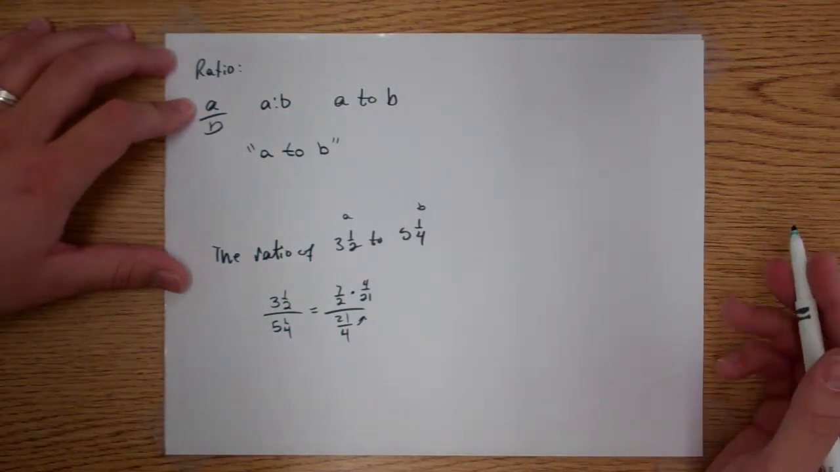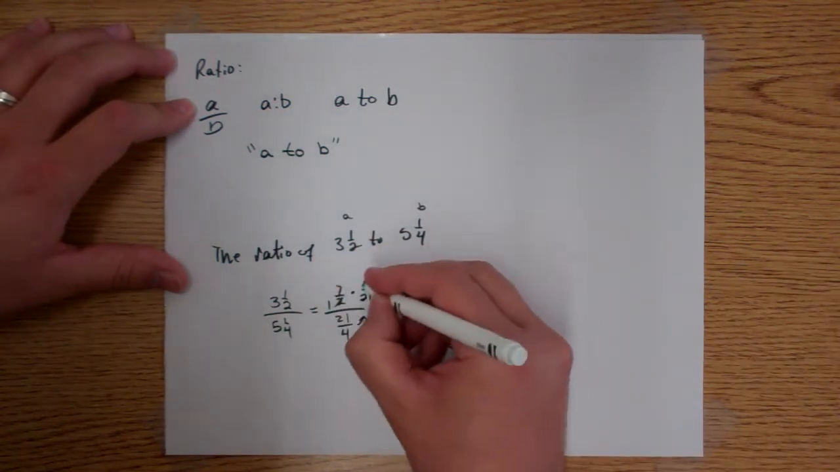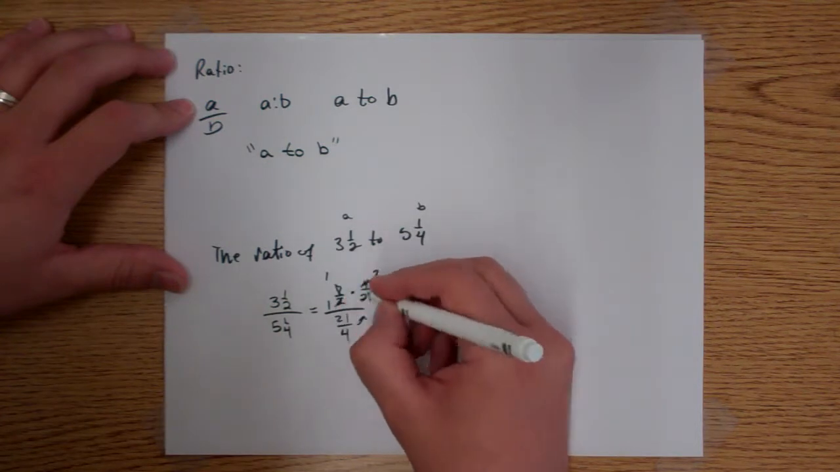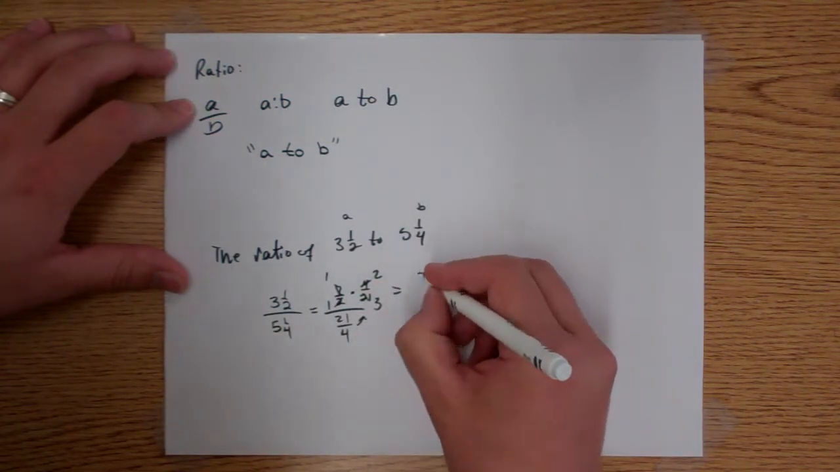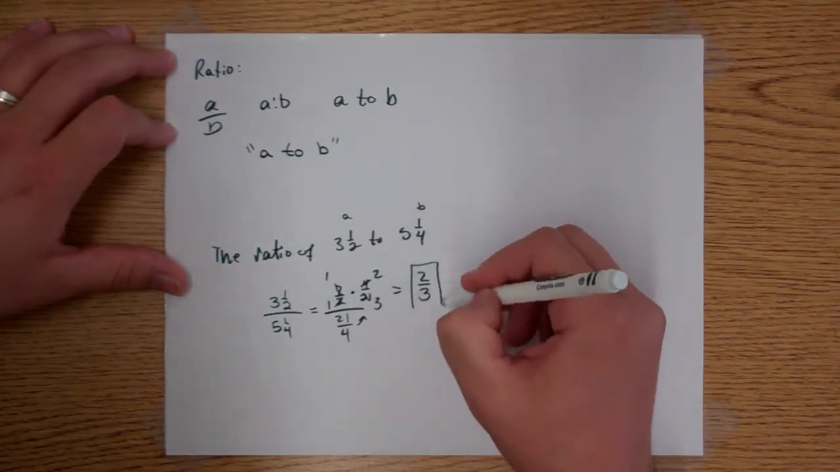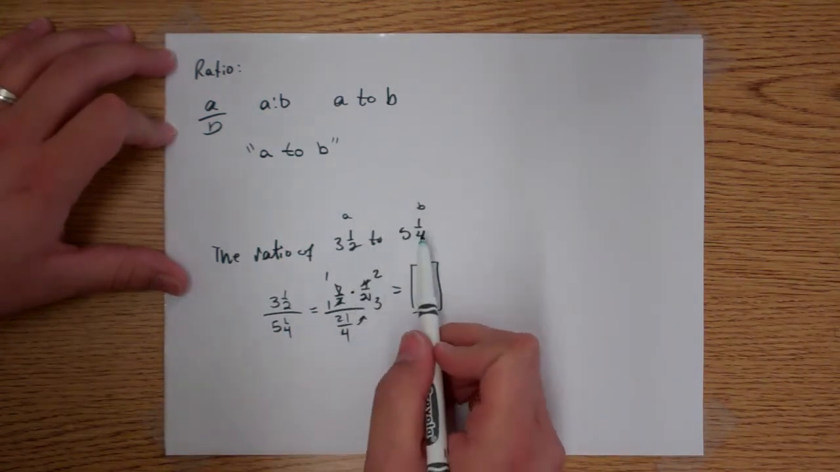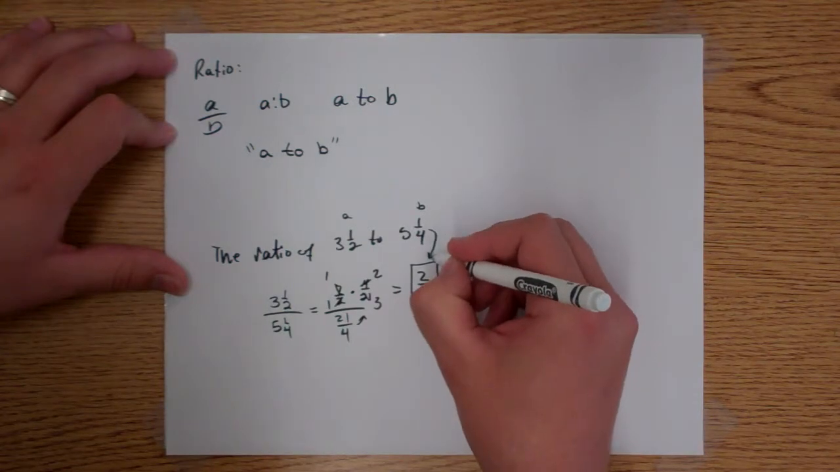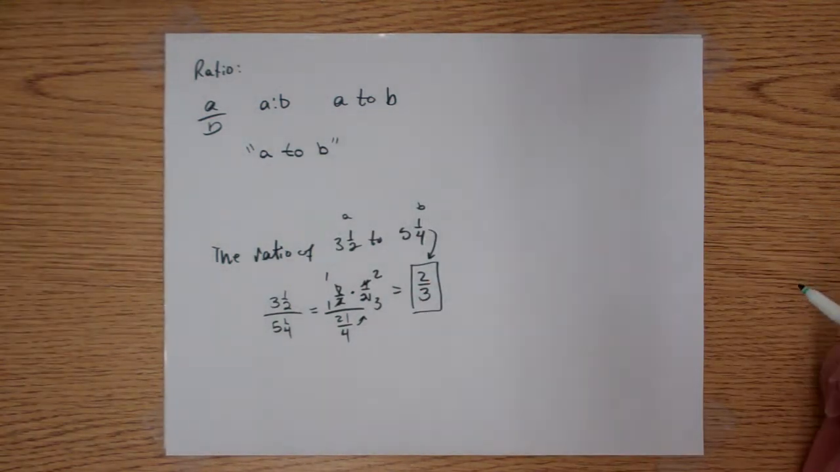And you can do any cross-reducing. So this would be a 1, 2, 1, 3. So our answer would be 2/3. So the ratio of 3.5 to 5 1/4 is 2 over 3, or 2 to 3.